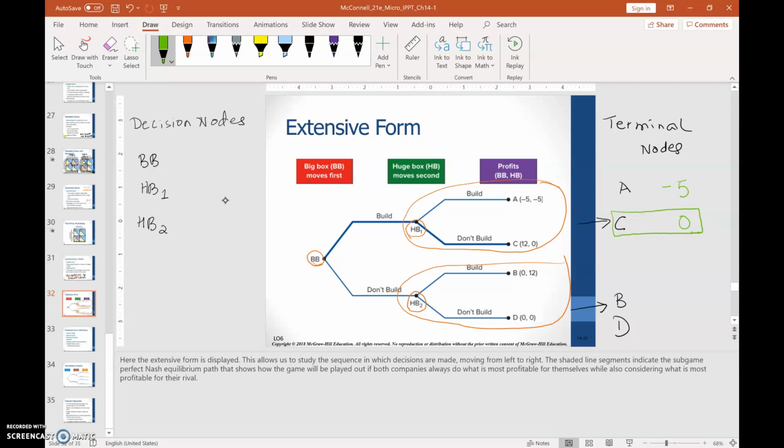Now look at the second subgame, where Huge Box ends up at decision node HB2. It has a choice between B and D. So these are the choices here: either B, which is 12, or D, which is 0. So it's definitely going to choose B. And before any confusion, just let you guys know, the second number is for Huge Box, the person who moved second, and the first number is for Big Box, the first mover. Alright, so far the solution from subgame 1 is terminal node C, and the solution from subgame 2 is terminal node B.